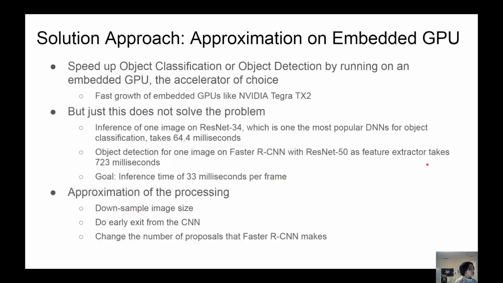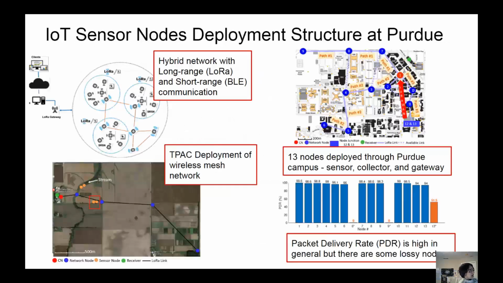Now, for object detection, we have to approximate the convolutional neural network. There are three ways of approximation that we use. We downsample the image size, and then we do early exit from the ConvNet. And the third thing that we do is we change the number of region proposals that the Faster R-CNN model makes. And I encourage you to go to the link to understand a little more of the Faster R-CNN structure or architecture.